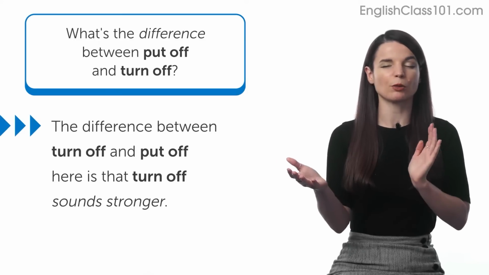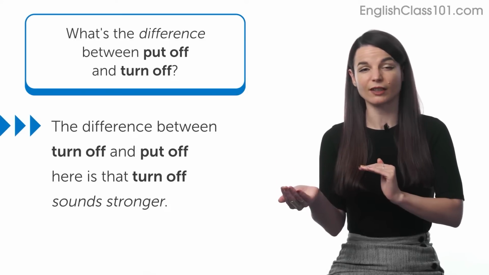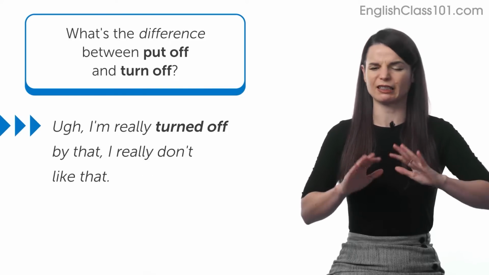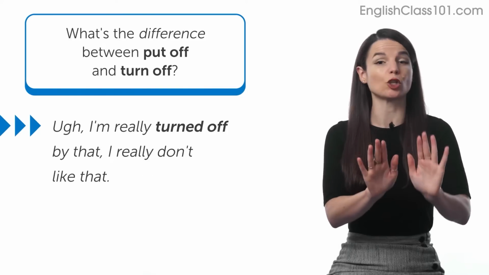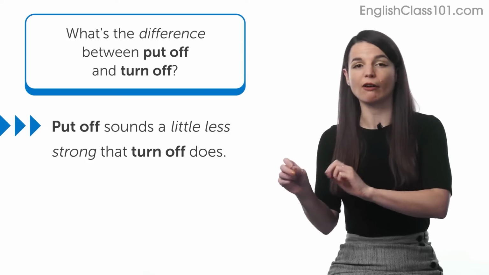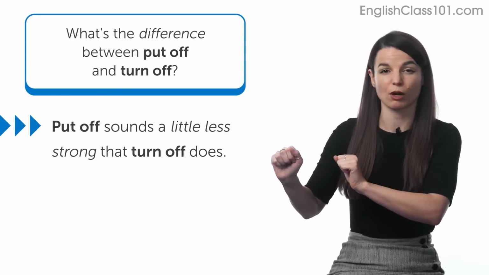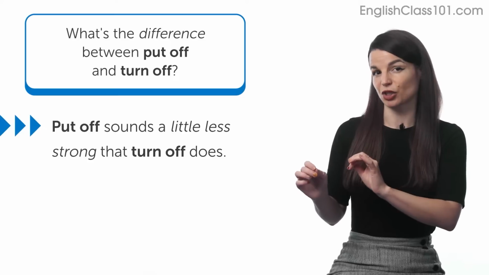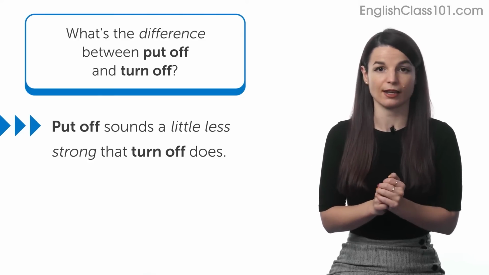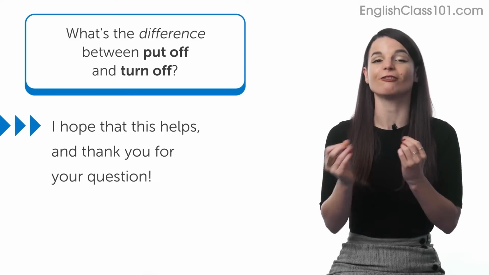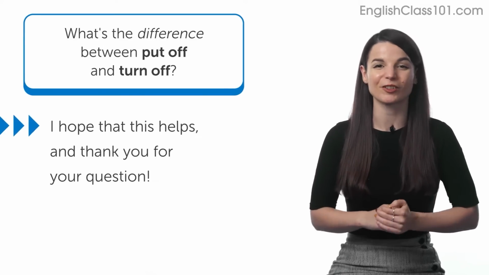So the difference between turn off and put off here is that turn off tends to sound a little more extreme or a little more strong, like, I'm really turned off by that. I really don't like that. Whereas put off sort of means like, I'm not feeling as great as I was before. So it's a little bit less extreme than turn off in these cases. So I hope that this helps you understand the differences between put off and turn off. Thanks so much for an interesting question. Okay, let's move on to your next question.